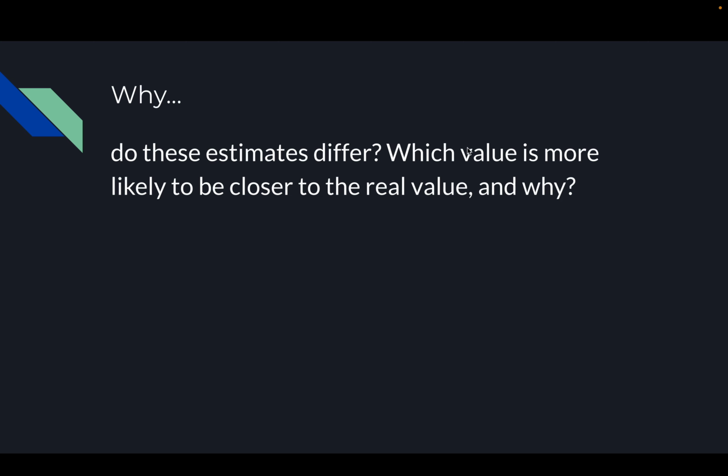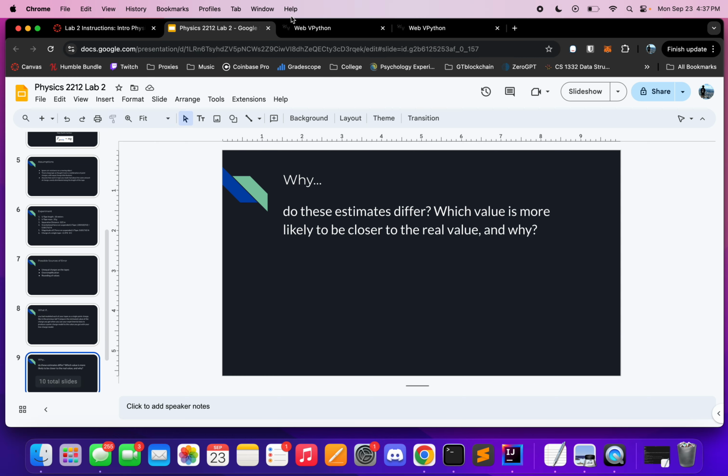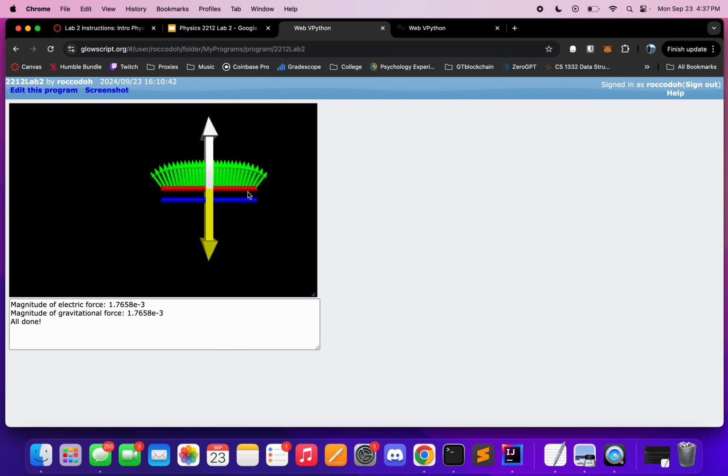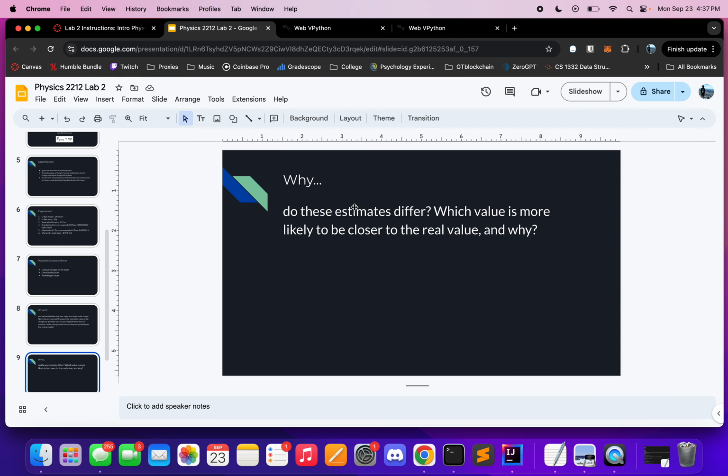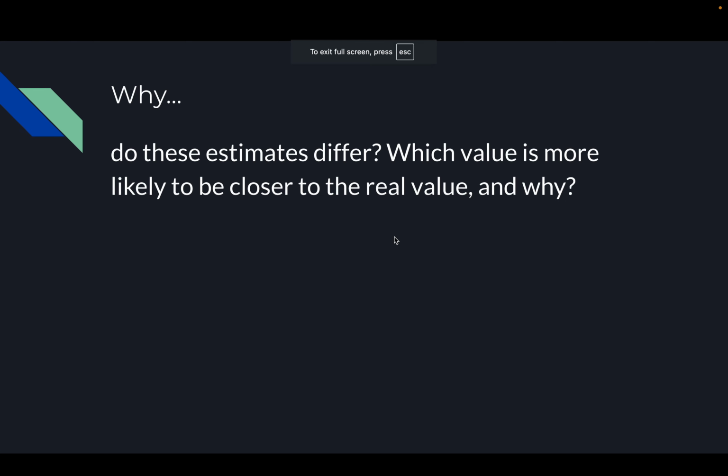Do these estimates differ? Which value is more likely to be closer to the real value, and why? The experiment that we do here, this is probably closer to the real value because it imitates more likely what a line charge would be like. Like if we assume an entire rod has its charge only from the middle, then that probably wouldn't be as accurate as actually applying a bunch of point charges along the length of the line. So this is definitely more accurate.